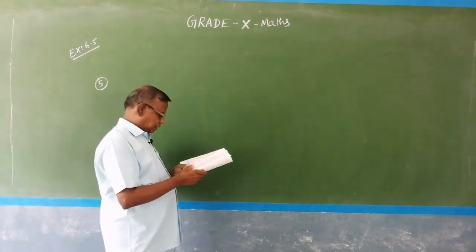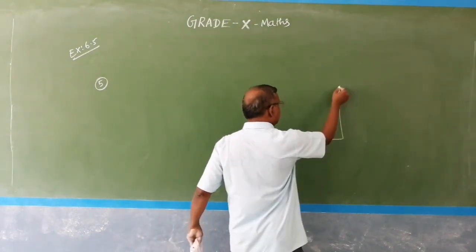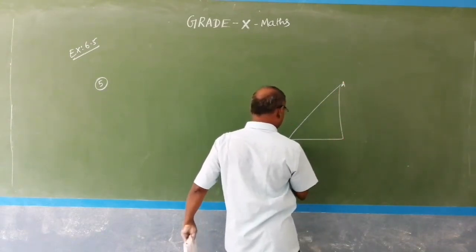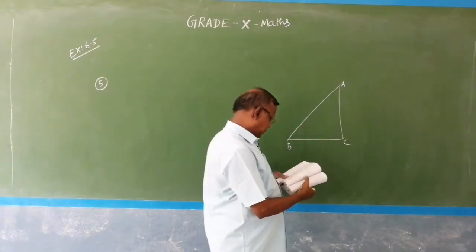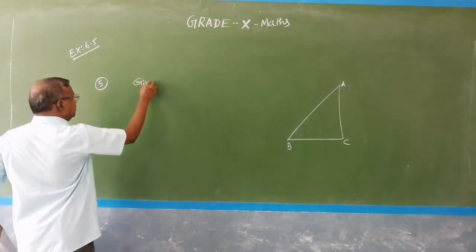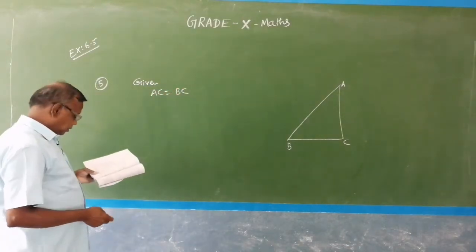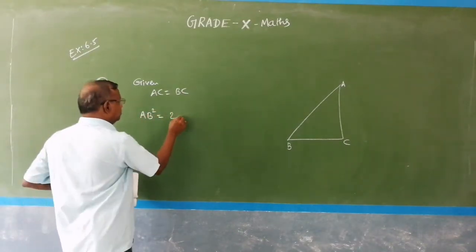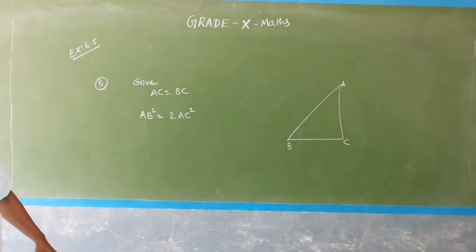Question number 5. ABC is an isosceles triangle such that AC equals BC, and it is also given that AB square equals 2AC square. Prove that ABC is a right triangle.